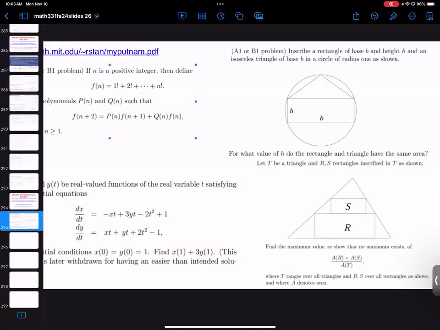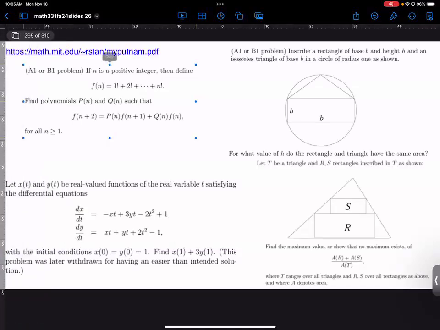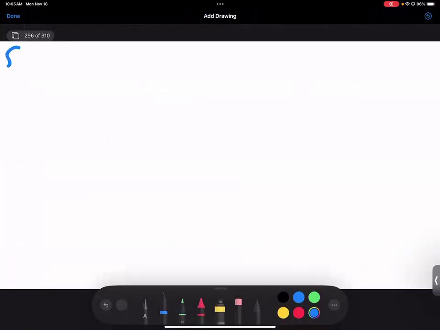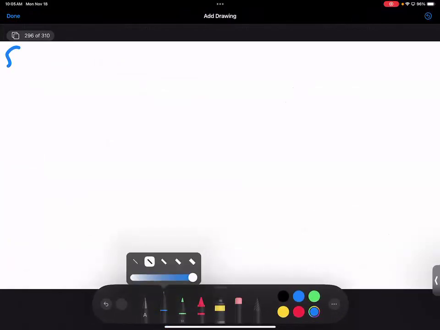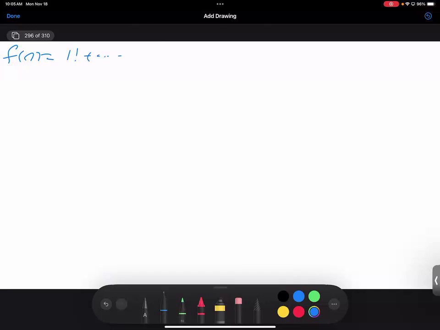We talked about several different approaches last time. So one more time. Fn was 1 factorial plus ... plus n factorial. We wanted Fn plus 2 to be Pn Fn plus 1 plus Qn Fn, right?